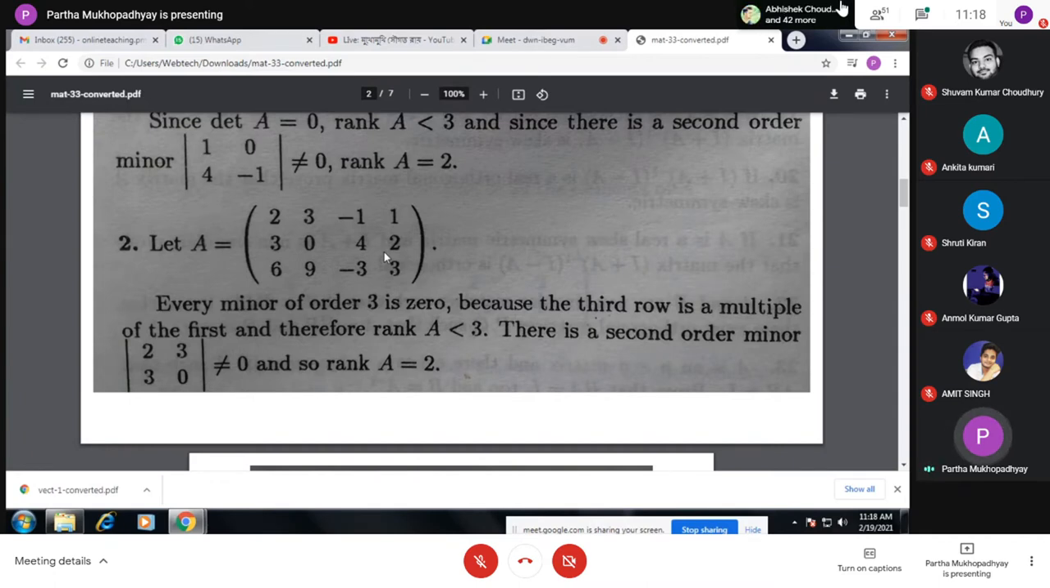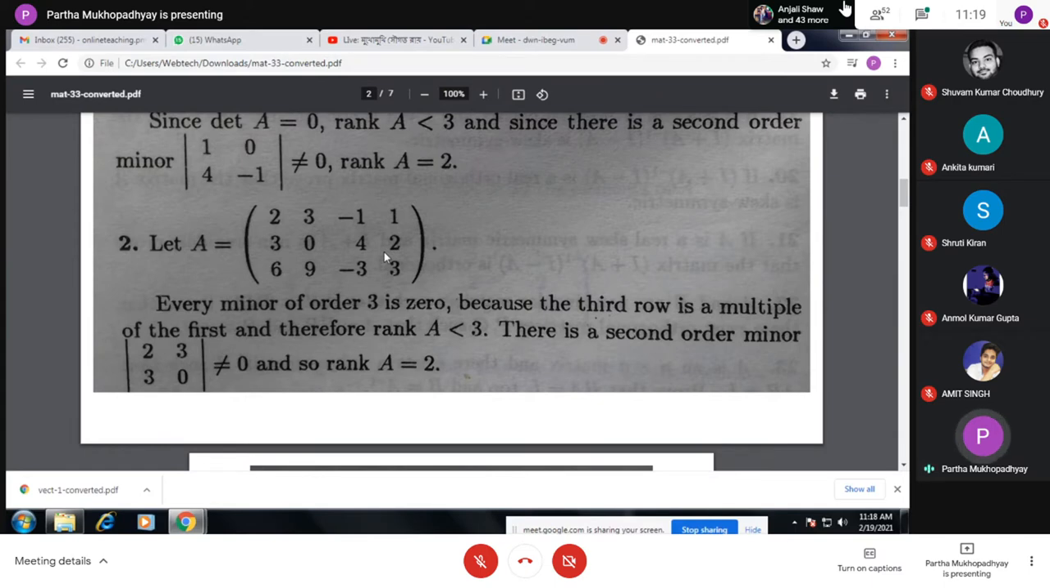Then the rank of this matrix is less than 3. But you can see that there exists a second order minor, 2, 3, 3, 0 for example, or 4, 2, minus 3, 3, whose determinant is not equal to 0. So the rank of A is 2. In this case also, the rank of A is 2.